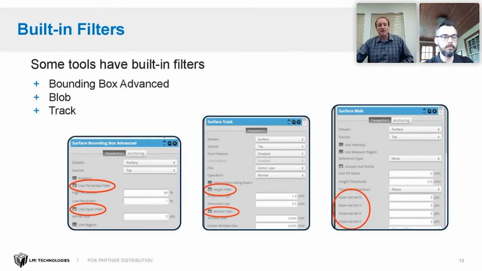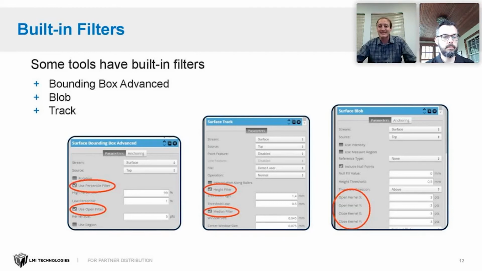Chris mentioned that we have some built-in filters with some of our tools. And this is because LMI has a wide range of inspection and measurement tools. And we find that for certain applications, when you're doing certain measurement or inspection tasks, you'll be using the same filters over and over. And so we figured, why not build those filters into the tools so you don't have to overcomplicate your program, set up a whole bunch of tools. You can accomplish your task with just a single inspection tool.